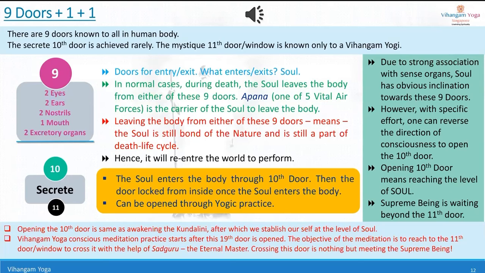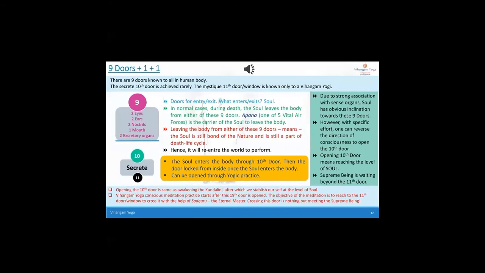From that 10th door, that soul has to put further effort in the meditative state to reach another subtle door or window, which is the 11th door or window, beyond which that supreme being exists and you can realize after crossing that 11th door. Right now, some people may think these are just hypothetical, but it is not.